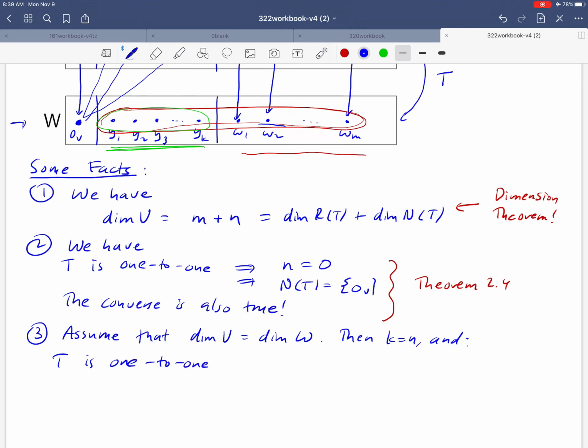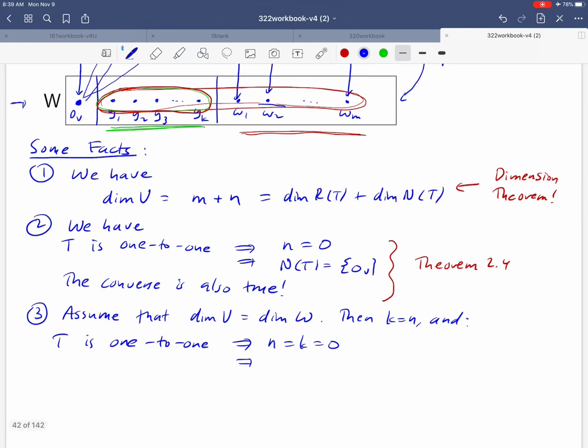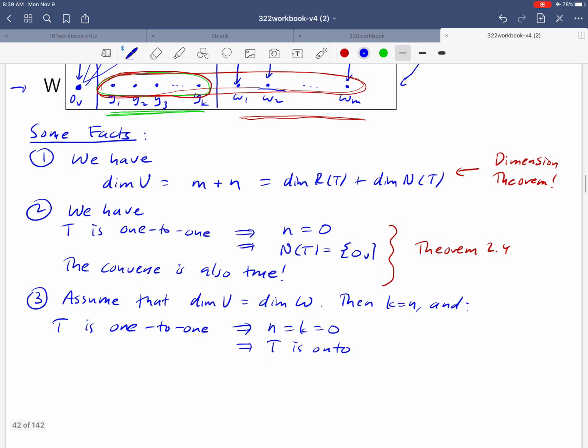If we assume that T is 1-to-1, what that means then is, from above we know that that means n equals 0. So if k is equal to n, we have n equals k equals 0. And if n equals k equals 0, what would that mean? Well, if k is equal to 0, that means that these vectors here, y1 through yk, disappear from our diagram. And if those are gone, it would appear that we hit everything. We don't miss anything down here in our codomain, so that's like saying that T is onto. So far what we've discovered then is that if T is 1-to-1, it appears that T is also onto.